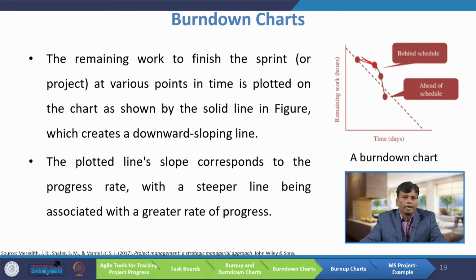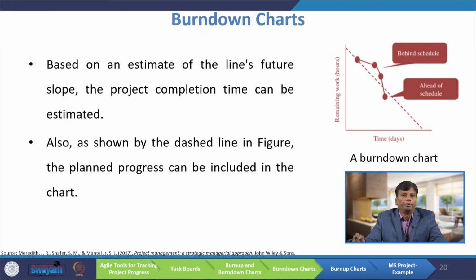The slope of the plotted line corresponds to the progress rate, with a steeper line being associated with a greater rate of progress. For example, you see this portion versus this portion. This portion is slow, the slope is low, so the progress is slow, but here the slope is very high, that means the progress rate is high. So, based on the estimates of the line's future slope, the project completion time can be estimated.